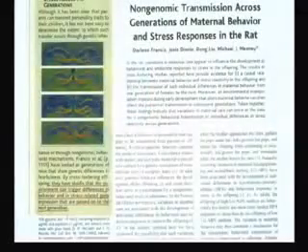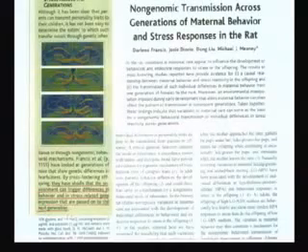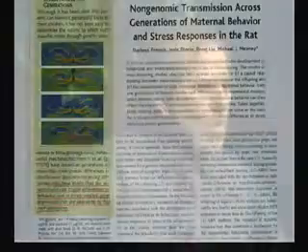This one is a very interesting and recent article in Science: non-genomic transmission. That means transmission without genes. Non-genomic transmission across generations of maternal behavior and stress responses in the rat. And here's what it says. When a mother raises a child, that infant, from the neonate time, is learning how to raise its own child. When that child grows up, it will raise the child the way it was raised. So when we raise a child, we're not just raising the next generation, because we're also influencing the subsequent generation, because our child will raise their child the way we raised them.